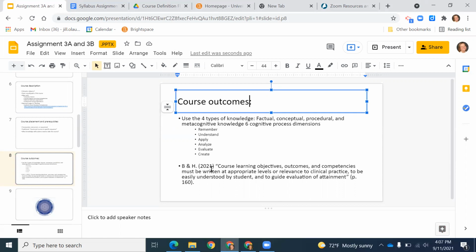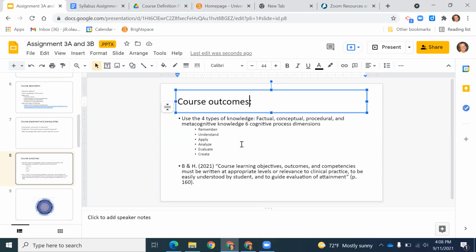And Billings and Halstead also noted that course learning objectives, outcomes, and competencies must be written at the appropriate level of relevance to clinical practice to be easily understood by students and to guide evaluation of attainment. And that kind of just takes us back to what we were talking about, the essentials. So all those different levels that they have in those new essentials are actually at these appropriate levels related to clinical practice.